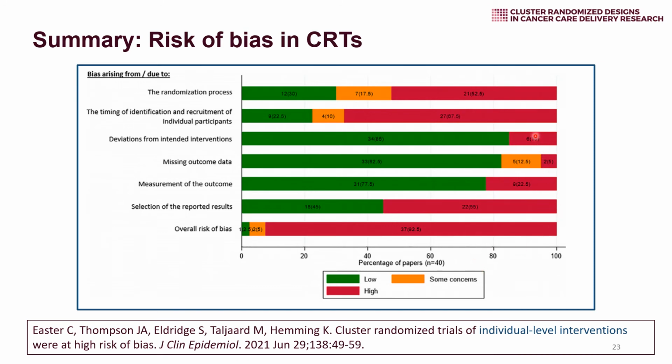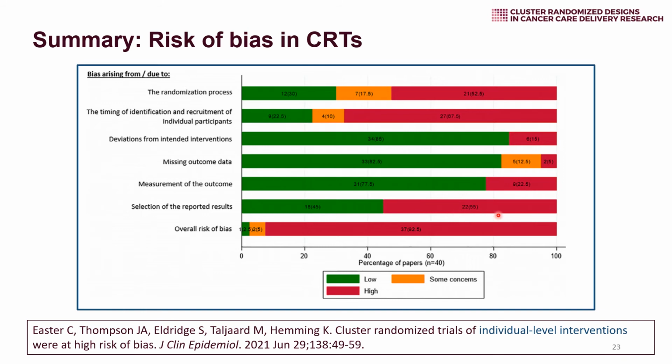Other risks of bias occurred less frequently, so deviations from intended interventions occurred relatively infrequently, as did biases due to missing outcome data. Also, missing measurement of the outcome was not terribly consequential.